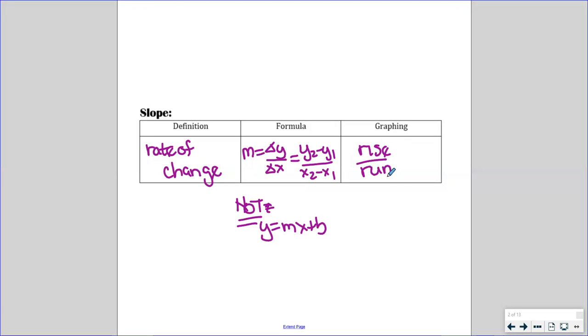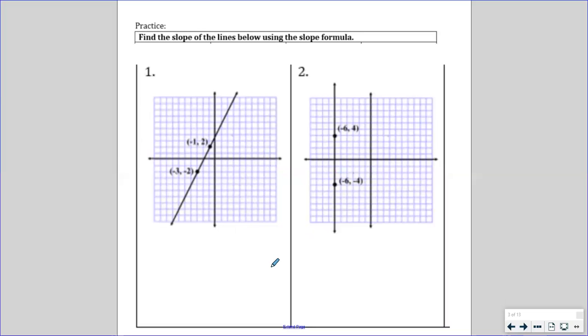So 3 ways to represent slope. For definition, it's the rate of change. Formula, m equals delta y over delta x. And when you're looking at it on a graph, you find the rise over run to get your slope. All right, so we have a few examples that say find the slope of the lines below using the slope formula. Since we're looking at the lines on the graph, we're going to use rise over run.